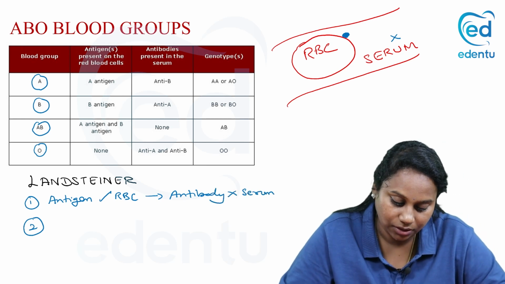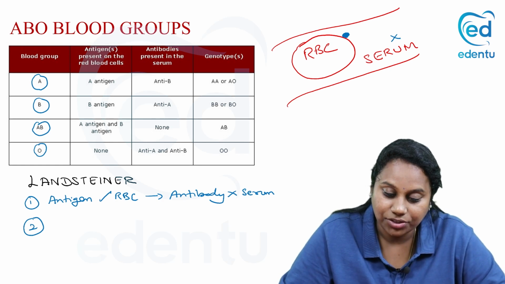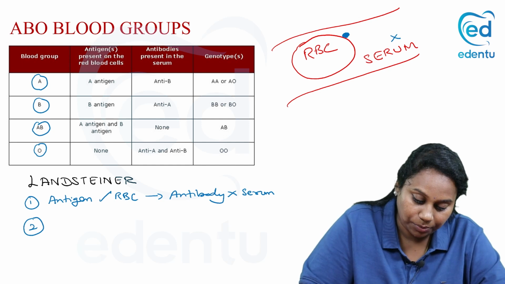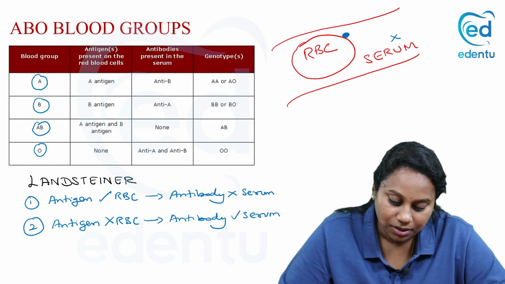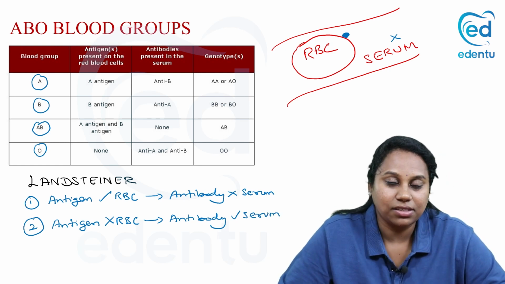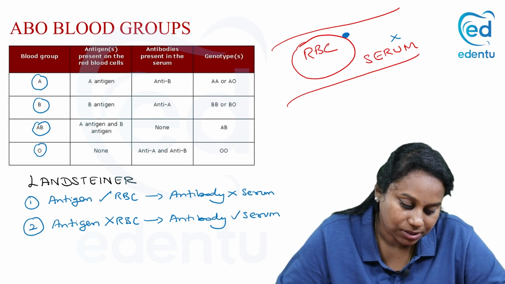What is his second law? Just the opposite. If a particular antigen is absent in the RBC, the corresponding antibody must be present in the serum. Serum or plasma, both are same. So these two are called Landsteiner's laws. According to this, let's look at the blood grouping systems.